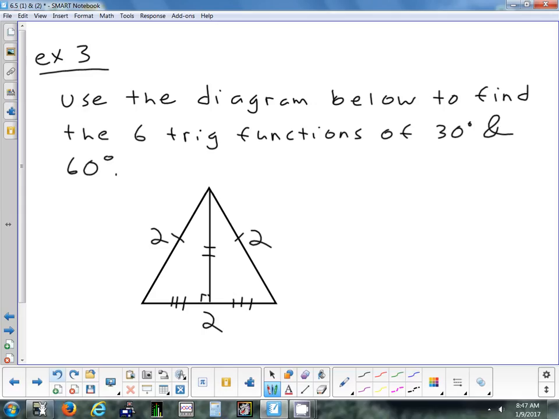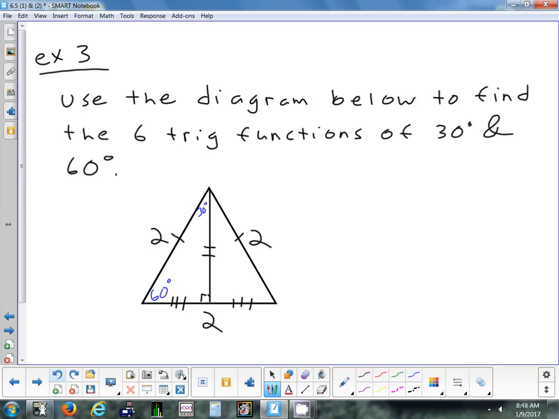which means you just created two congruent triangles, which then means if this original angle, well, how much is any angle in an equilateral triangle? 60. But if you drew this in and it created two congruent triangles, that means this angle at the top is now 30, and this angle at the bottom has to be 60 because they all add up to 180.